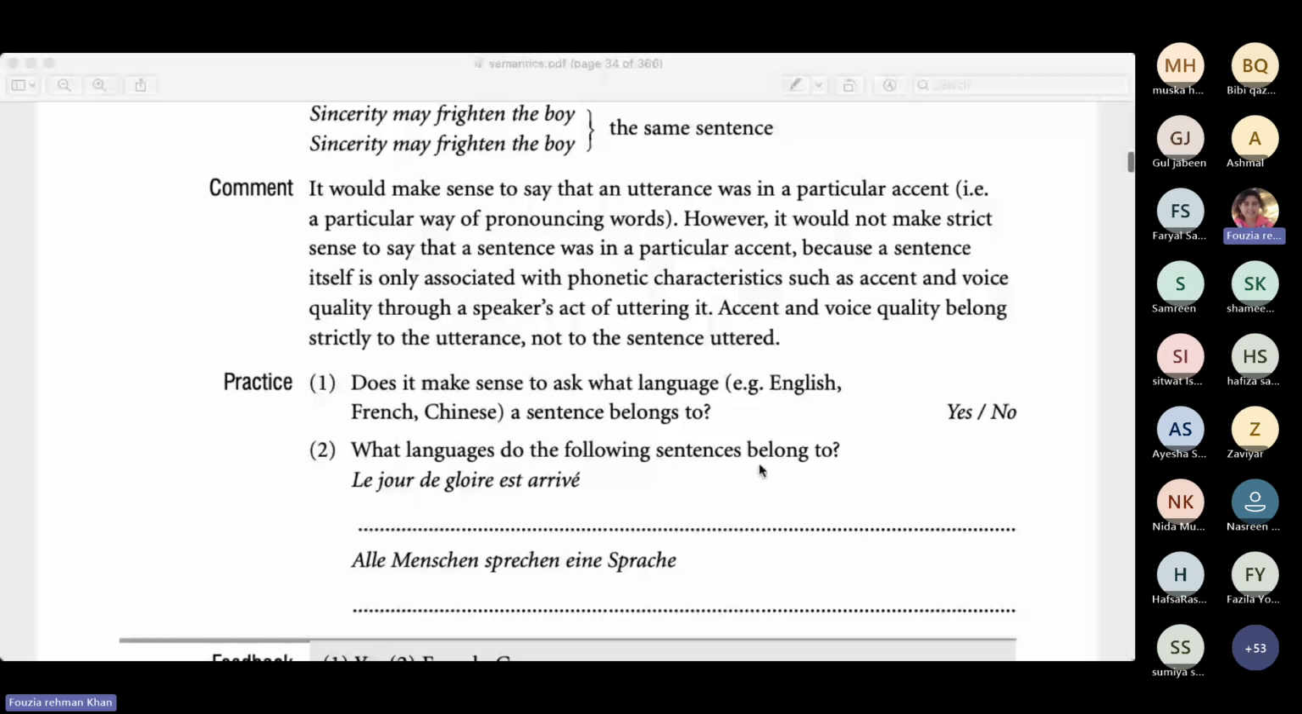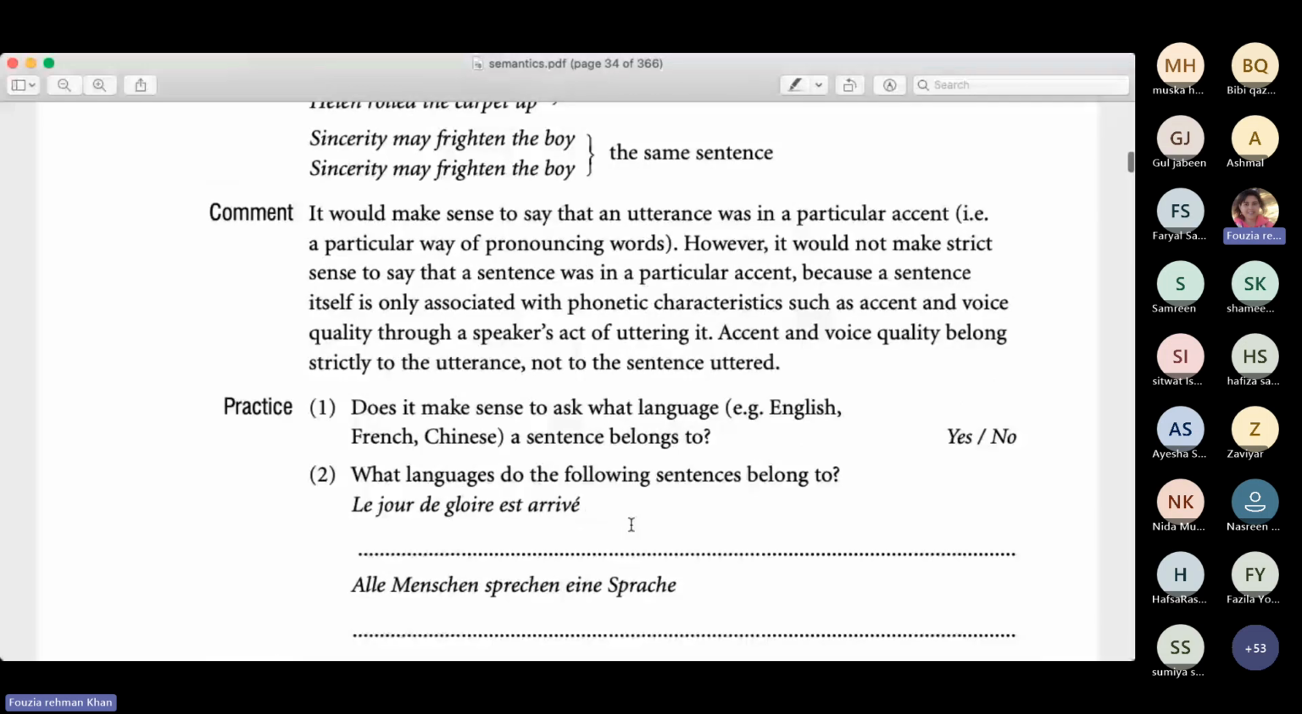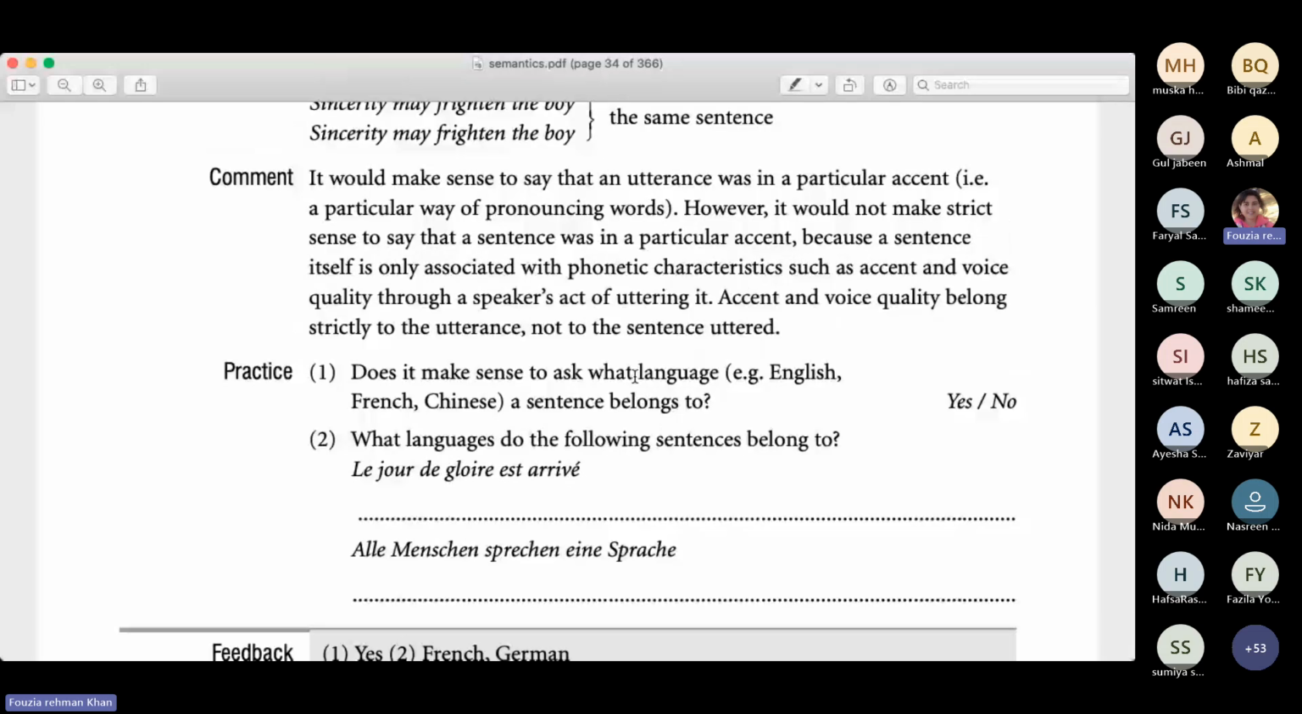You would not understand it because these are not written in English. So we just would do the first one. Does it make sense to ask what language a sentence belongs to? Of course, that's okay. A sentence has to belong to a certain language, right?